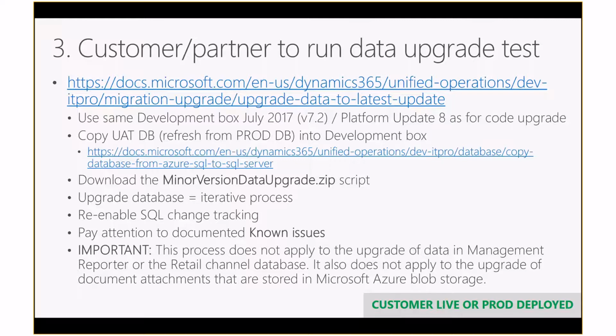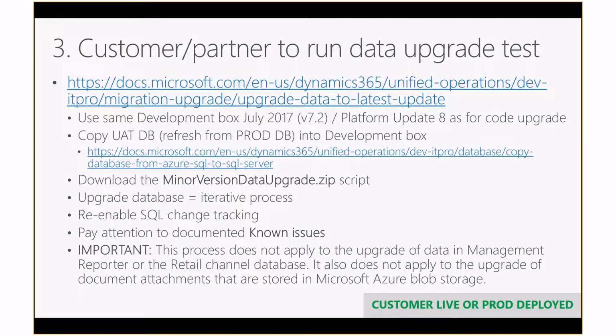And how you do that, you have the same development box that you used for your code upgrade service, and you copy the UAT database into this development box. Remember, the UAT database should be a recently refreshed copy of your production environment, production database. And this you can simply do by a service request, a database service request.